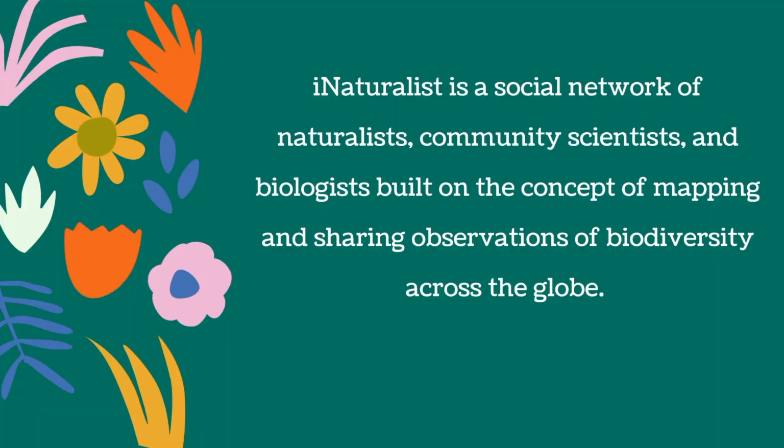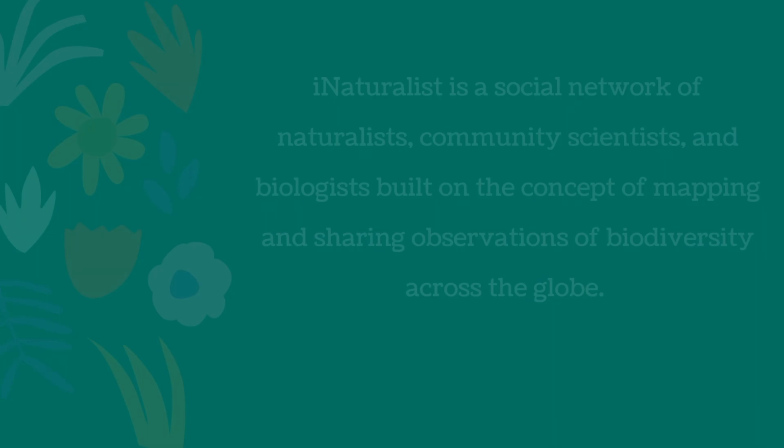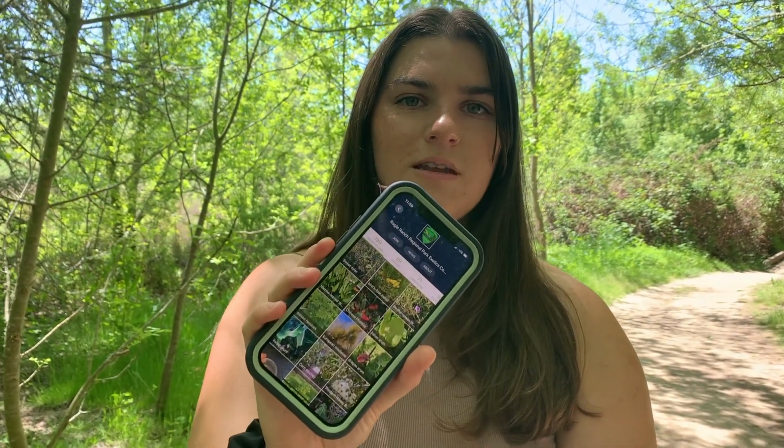We will show you how to participate in a community science project using iNaturalist. iNaturalist is a social network of naturalists, community scientists, and biologists built on the concept of mapping and sharing observations of biodiversity across the globe. You can make your own observations on iNaturalist, or you can contribute to a project. For example, today we're going to be contributing to the Regal Ranch Biodiversity Project. We'll show you how it works. Come over here.